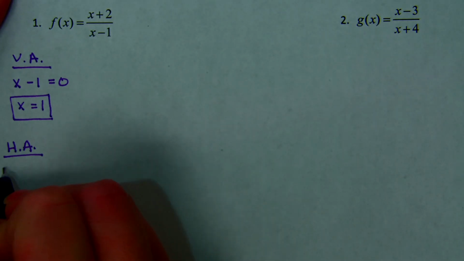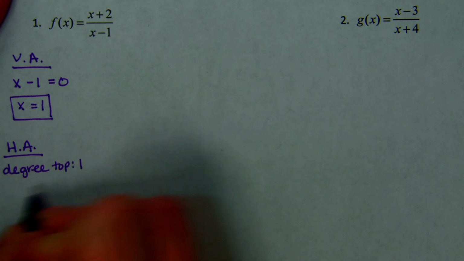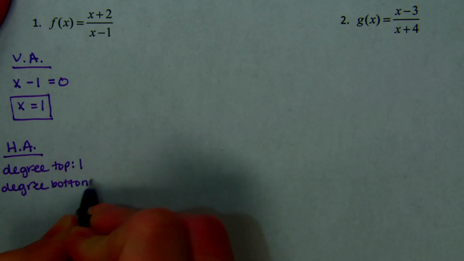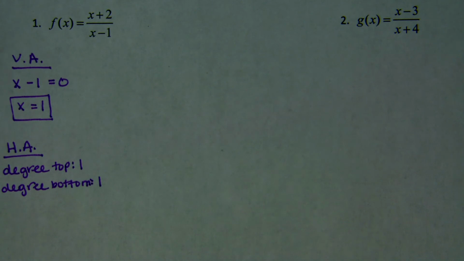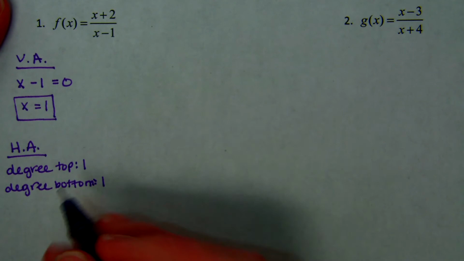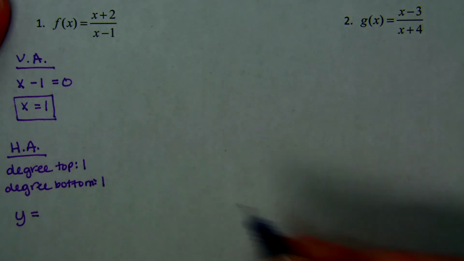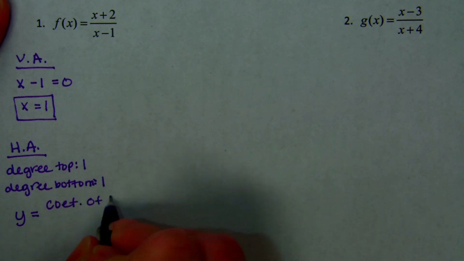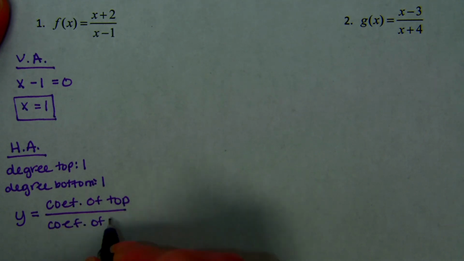So my degree on top is 1, and my degree on bottom is 1. And when the degrees are the same, as they are here, your horizontal asymptote is y equals the coefficient of the top over the coefficient of the bottom.